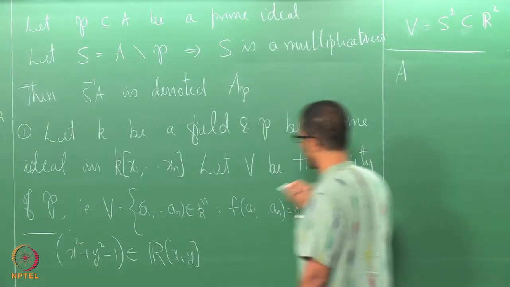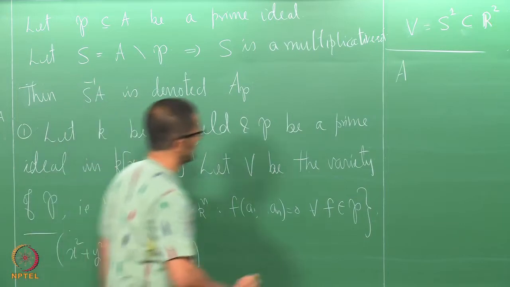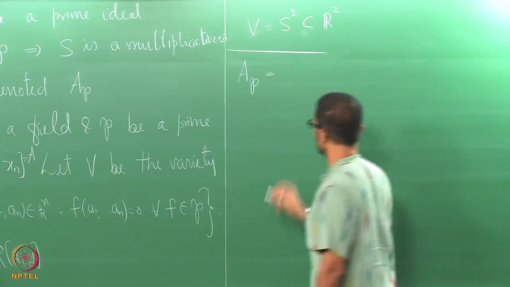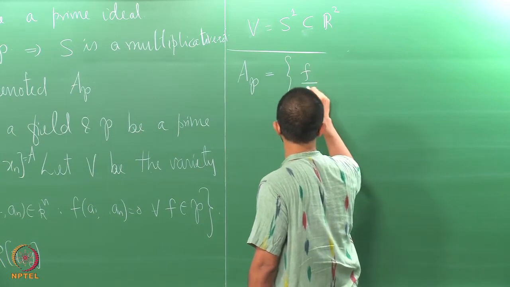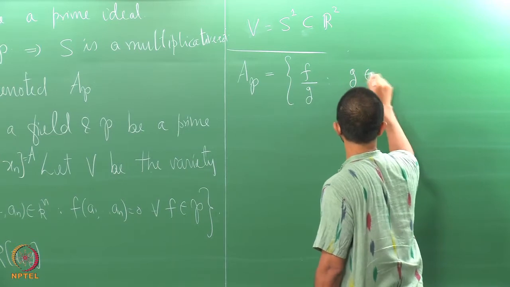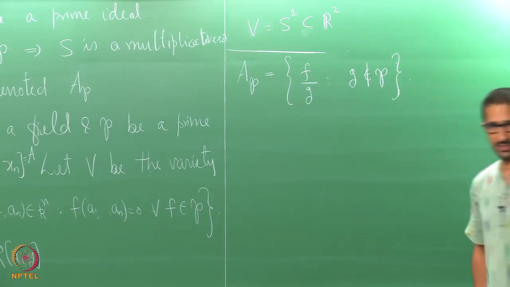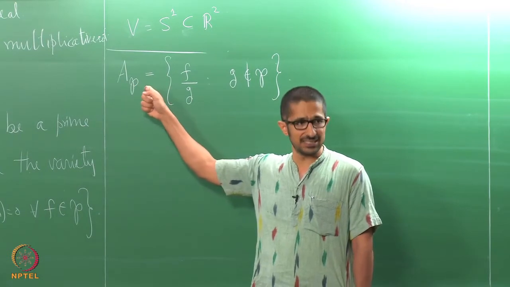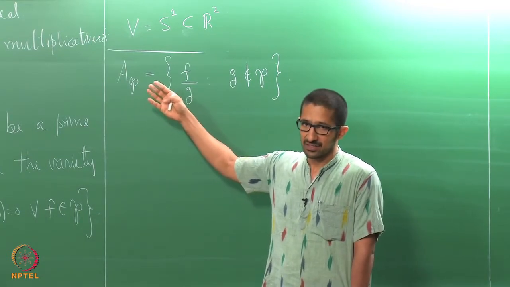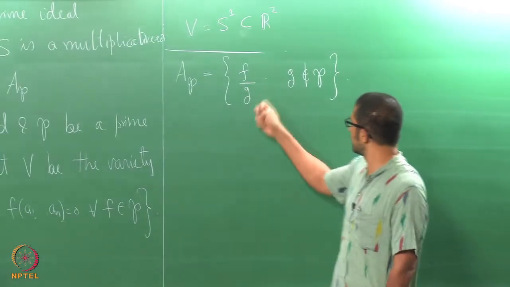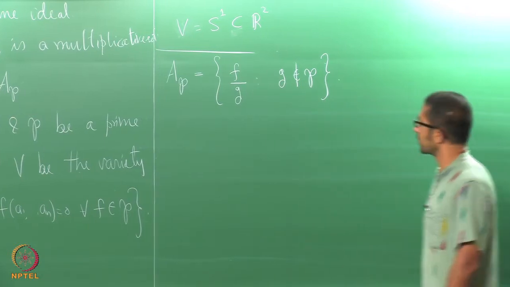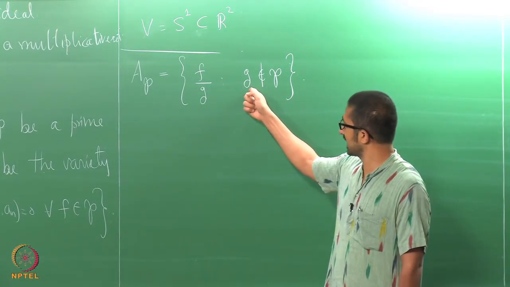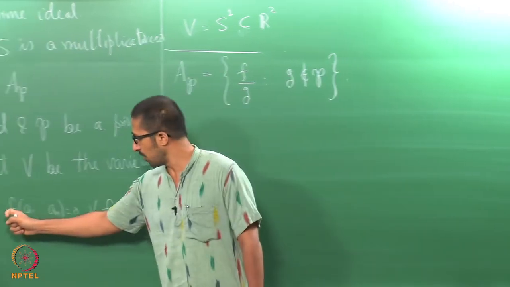Now, coming back to the general case, I call this ring A. The ring A_P here is the set of all f by g such that g is not in P, right. That is by definition. I am looking at S inverse A localized at P, where S is A minus P. So, this is by definition the set of all f by g where g is not in P. g not in P is equivalent to saying that g does not vanish on all the points of V.